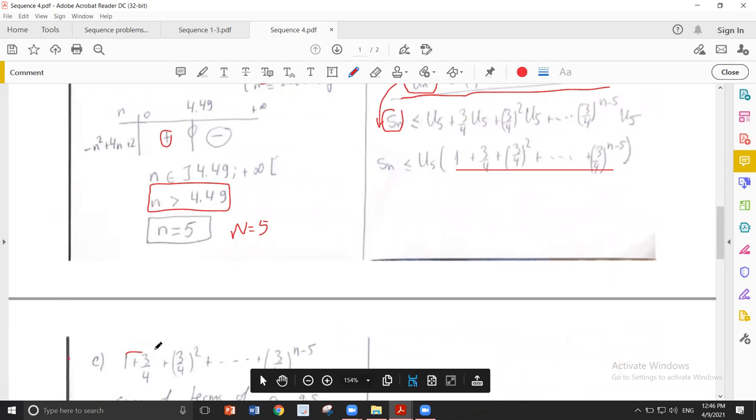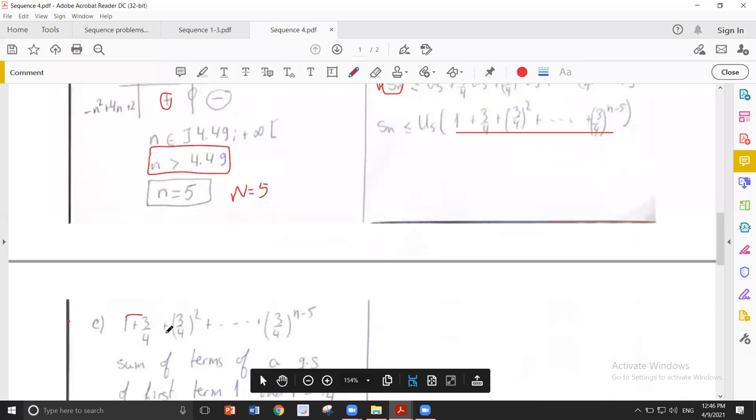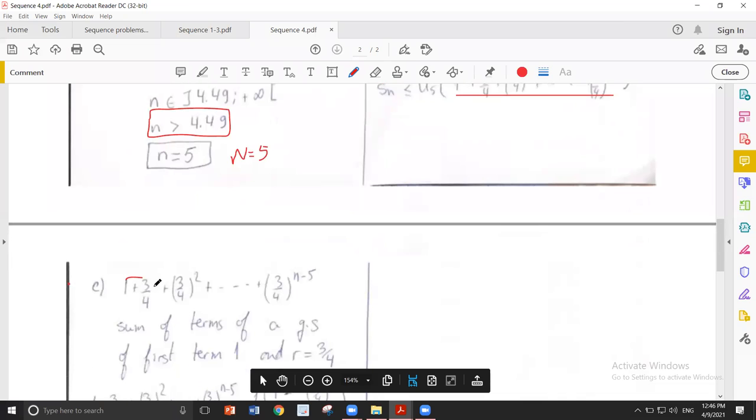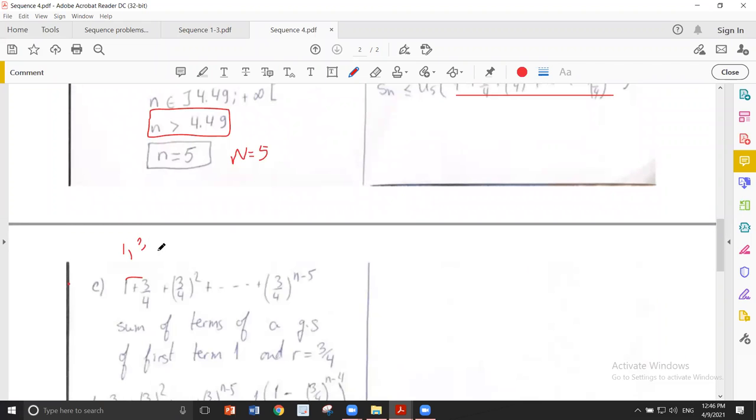What do you say, is this arithmetic or geometric? This is a geometric sequence. From one we build: if I have one, then 3/4, then 3/4 squared, 3/4 cubed, etc.